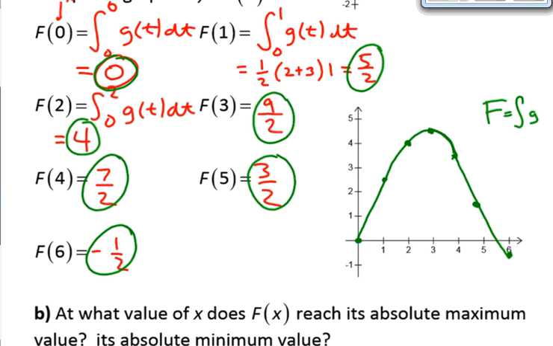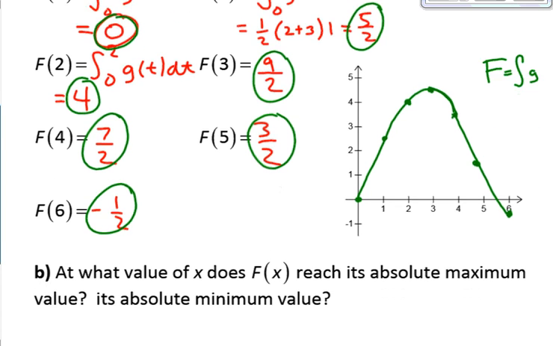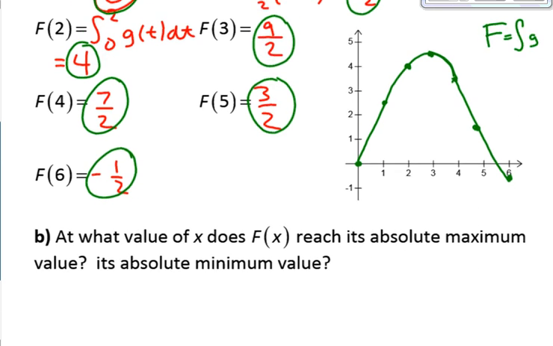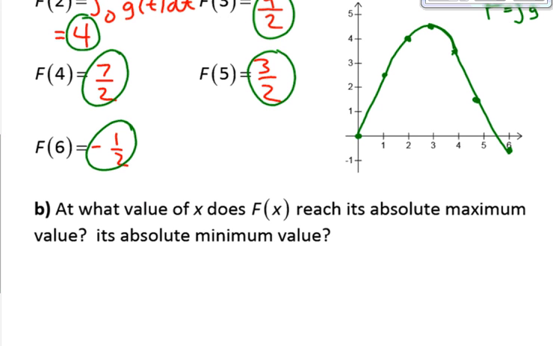Okay, so now that you know some values about f, you can reach some conclusions about that graph. So looking at part B, you see at what value of x does f of x reach its absolute maximum value and its absolute minimum value. So looking at the graph of f, you can clearly see that the absolute max is at x equals 3, and the absolute min is at x equals 6.